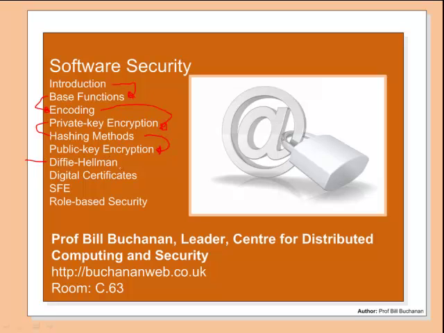Then to look at the Diffie-Hellman method, which allows us to communicate freely between two parties and no one else can actually determine what the end shared key actually is. Then digital certificates, we'll have a look at how keys can be distributed using certificates, look at secure functions, and then finally on to role-based security.